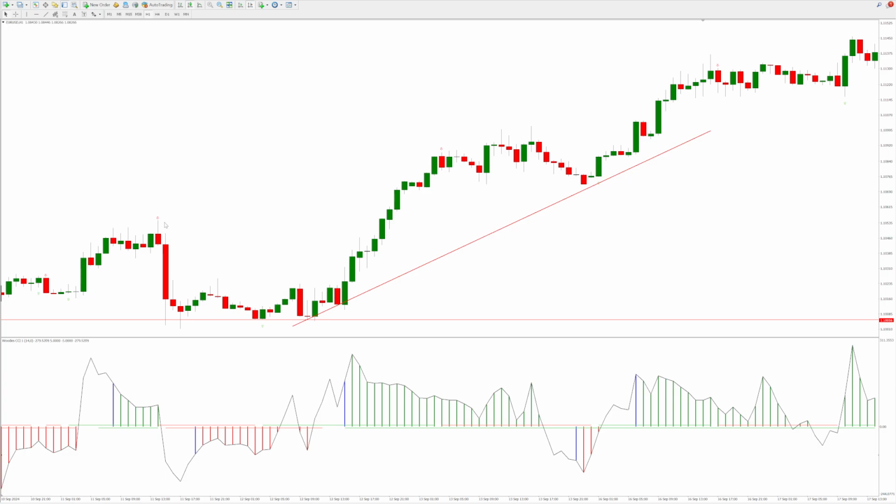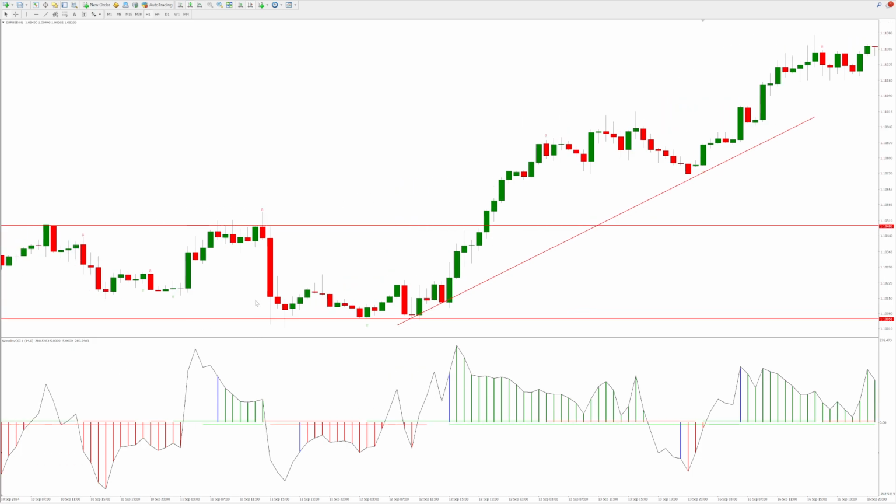Wait for the pullback. If you didn't get in on this initial breakout, see that resistance level I've just marked, that could have been a good entry there. Again, there is an arrow there, so you could be saying, oh, well, why didn't I just buy there at the green arrow?